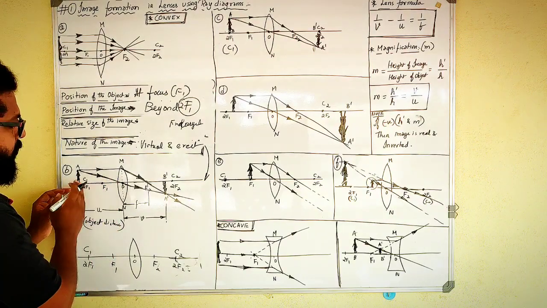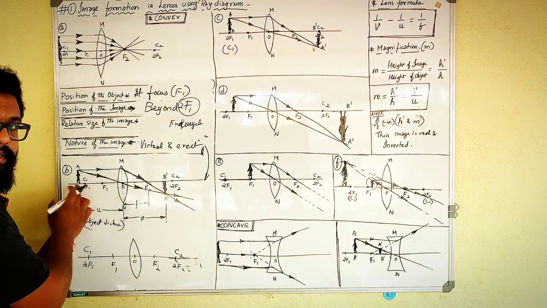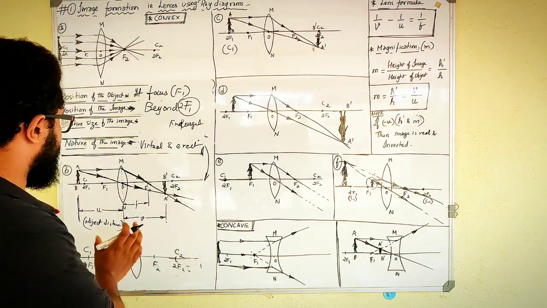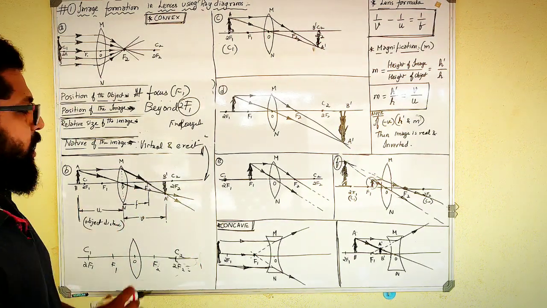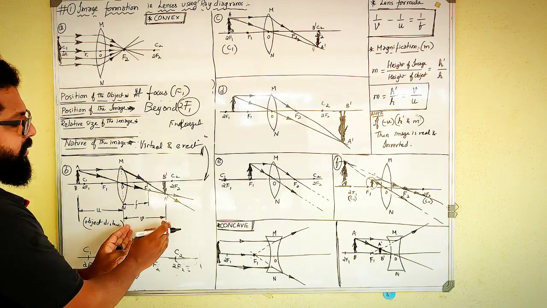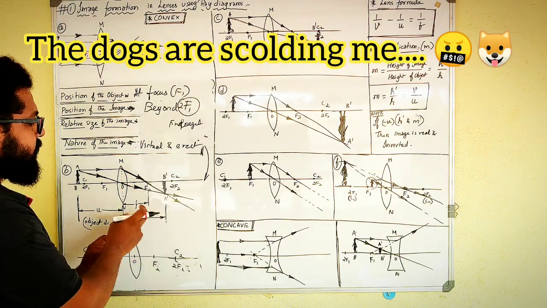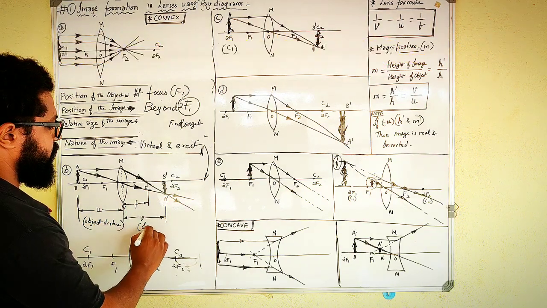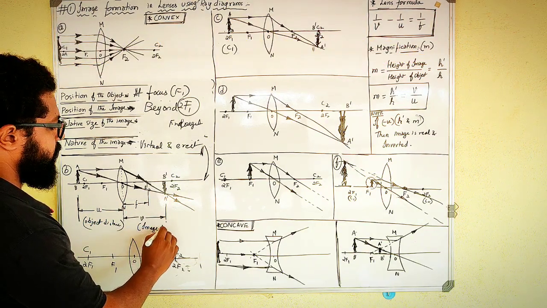So from here to here, the object is there. So this distance I will call u, and u is nothing but my object distance. Then the image is formed on the right side, towards this side. Yes, and this is nothing but the image distance, that is v. Image distance.